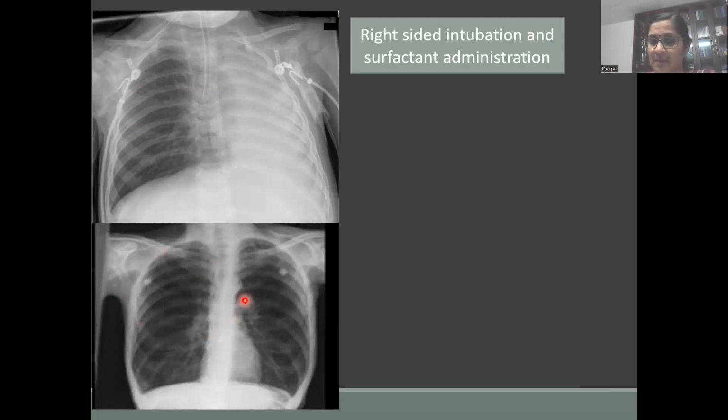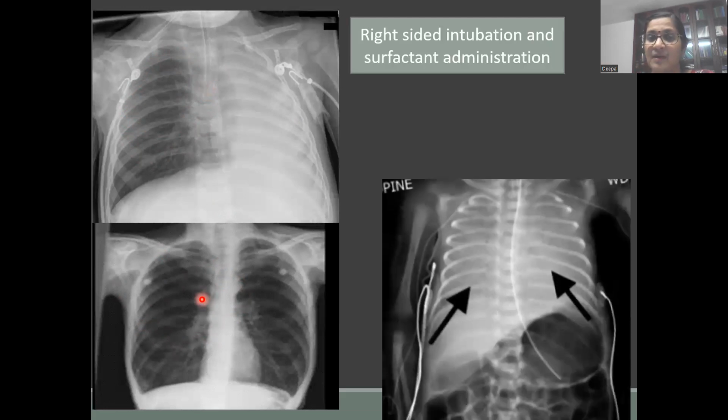And this is another baby who was on CPAP and whose X-ray showed hyperinflation. So this is an indication to come down on the pressures after you give surfactant.